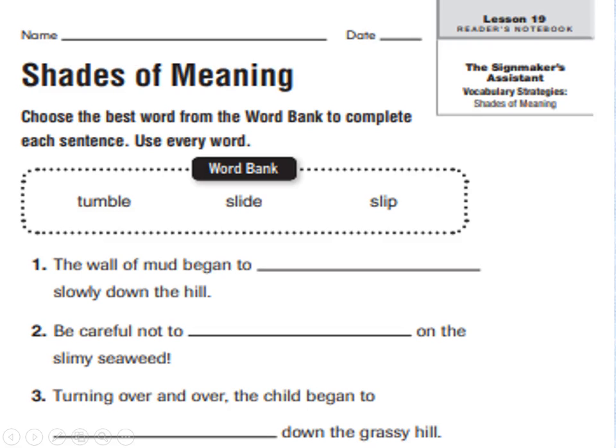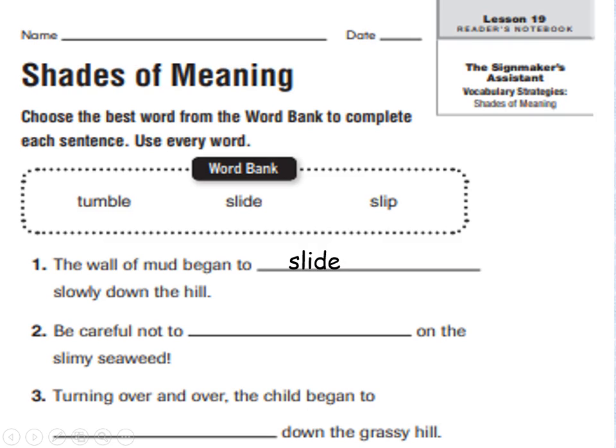The wall of mud began to tumble or slide or slip slowly down the hill. The wall of mud began to what slowly down the hill? Slide.